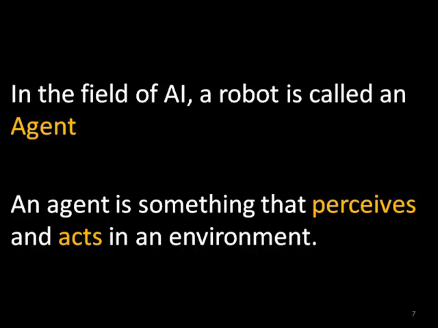In artificial intelligence, we refer to the machine that is doing this decision-making, planning, learning kinds of activities. We call it an agent. An agent is something that perceives and acts in an environment. An agent is kind of like the mind of our robot.